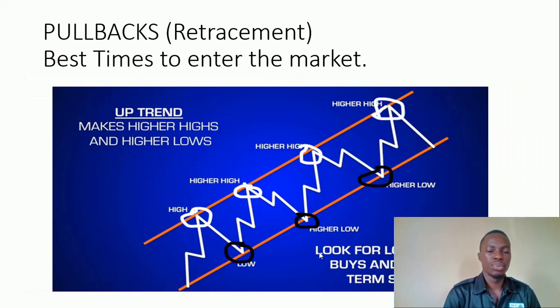So what are pullbacks? Pullbacks are also known as retracement. As I told you in the section on downtrend, when to exit the market, the best time to enter a market and the best time to exit a trending market is during a pullback. So if let's say a call was made, buy Bitcoin at $10,800, Bitcoin looks strong at $10,800.